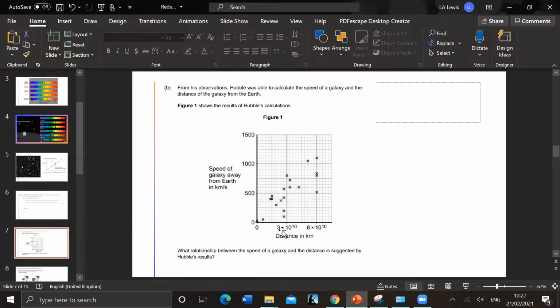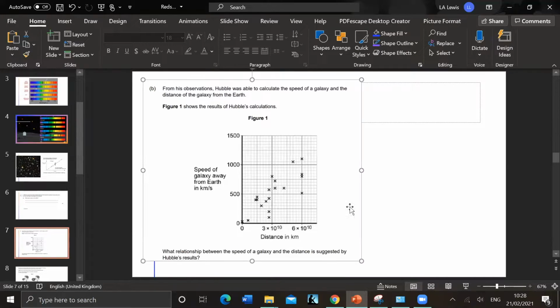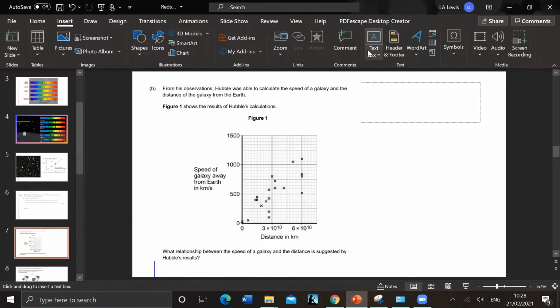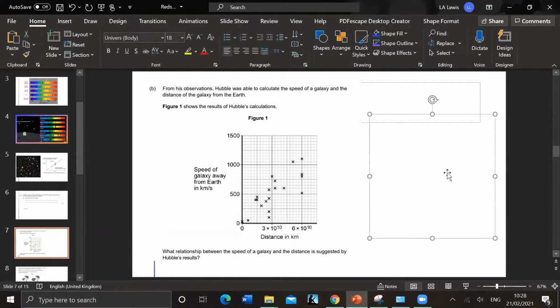What relationship between the speed of a galaxy and the distance is suggested by Hubble's results? Now, what looked like maybe a complicated question is actually very easy, isn't it? Obviously some were anomalies. I said that they don't all follow, but in general they do, because some are nearby galaxies, or there could be different motions. But generally, the more distant the galaxy, the faster it is moving away from the Earth.